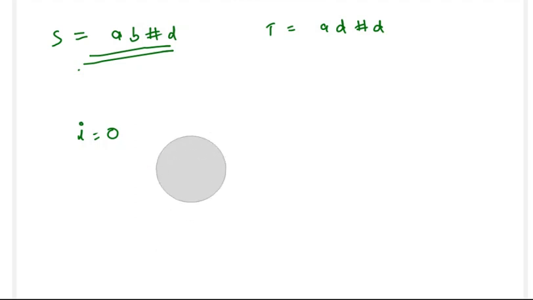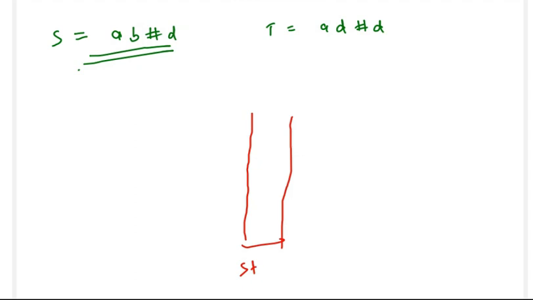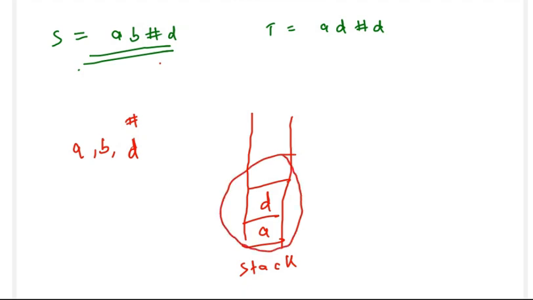Let's try and solve by example. Let's say this is my stack. So I came across A, I will push A in my stack. Again I came across B, I will push B in my stack. Now I came across hash, thus I will pop the top element from my stack. Thus B gets deleted from the stack. Now again I come across D, thus I will push D in my stack. Thus after the end of the string, this stack will contain my original characters.